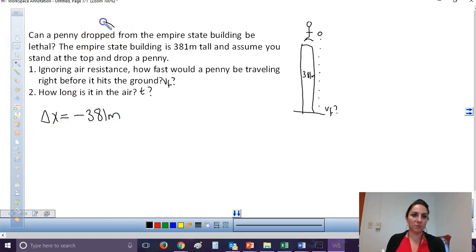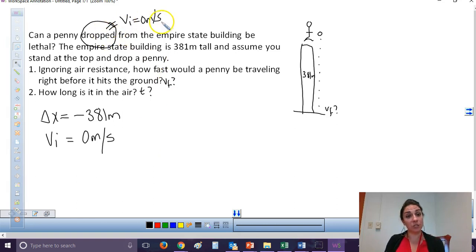Now since we dropped the penny, we can assume that we have the initial velocity as 0. A lot of students think there's not enough information in this, and there is. You just have to reorganize it and recognize it in a different way. So notice we do have VI, strangely enough. And the next thing you have to assume, strangely enough, is the acceleration.